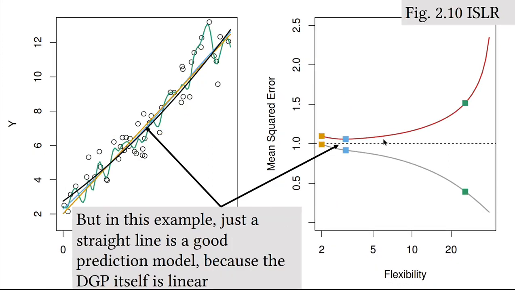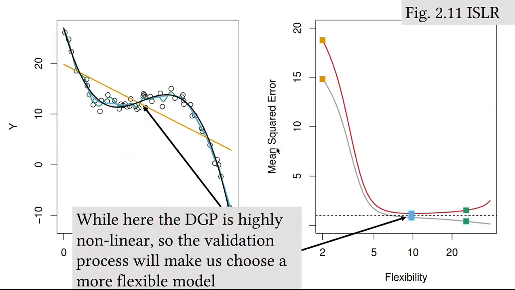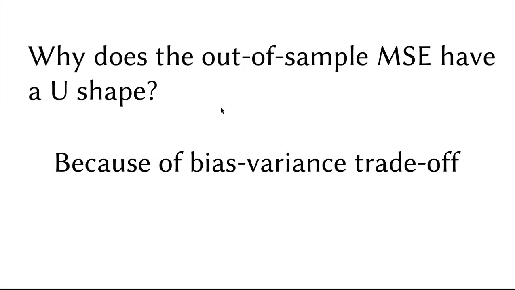But in this example, a more linear model would win. Why? Because the true data generating process is also somewhat close to a straight line. Whereas here, the true data generating process is quite non-linear, which in result will lead us to choose a more flexible model. So the question is, why does the out-of-sample mean squared error have this U shape? And the answer is because of the bias-variance trade-off.